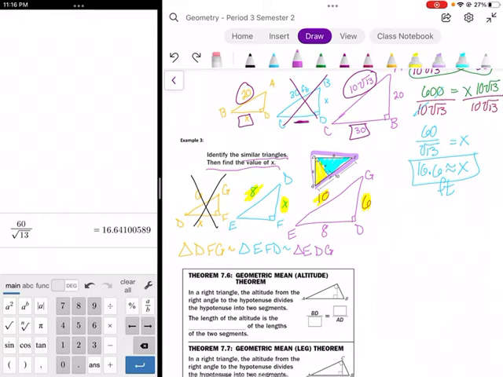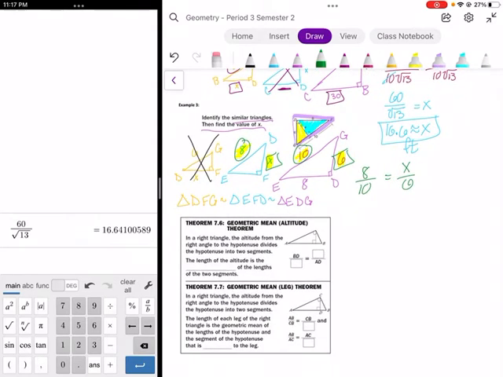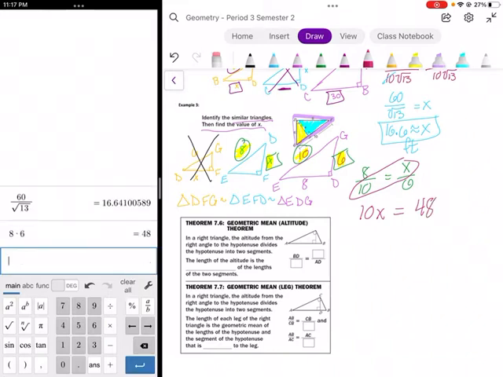Using that information, we have 8 over 10 is going to be equal to x over 6. And we can go ahead and cross multiply. We will get 10x equals, and 8 times 6 would be 48. And then we would divide by 10, we will get 4.8 for our answer.